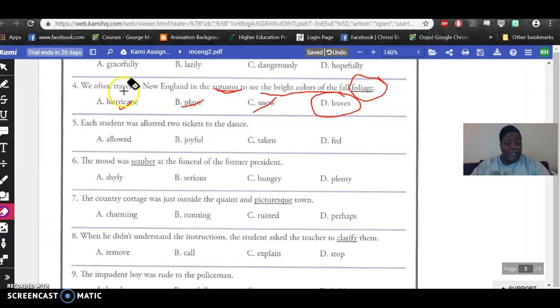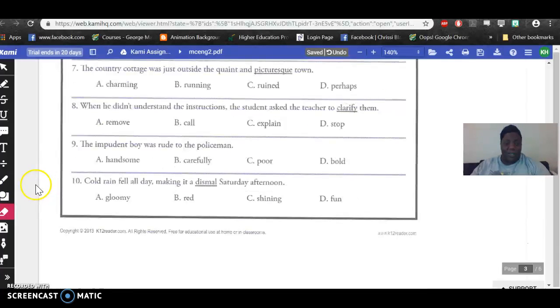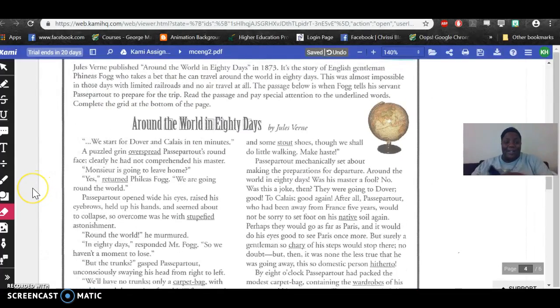And then I'm going to go down to the next page and see what else I posted here for you. Try to give you a little bit of assistance on that. So going down to the next page. Aha! Around the world in 80 days.